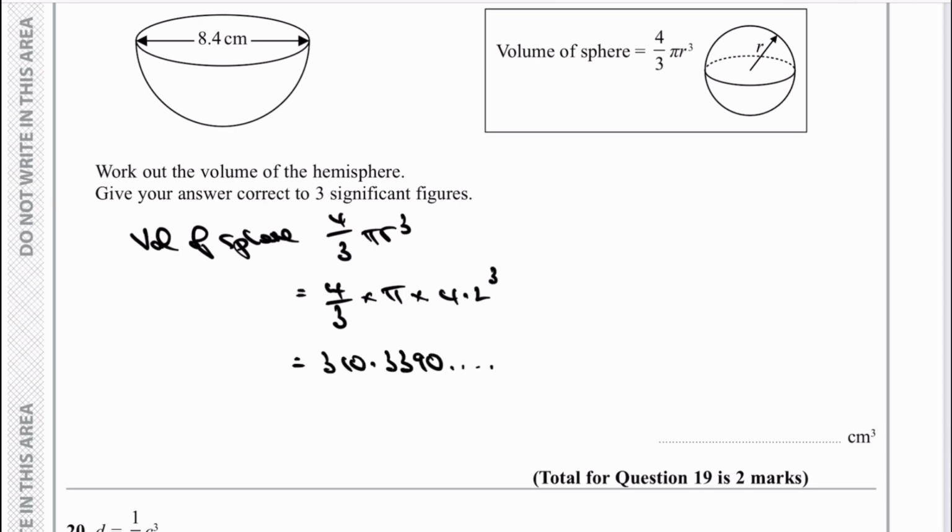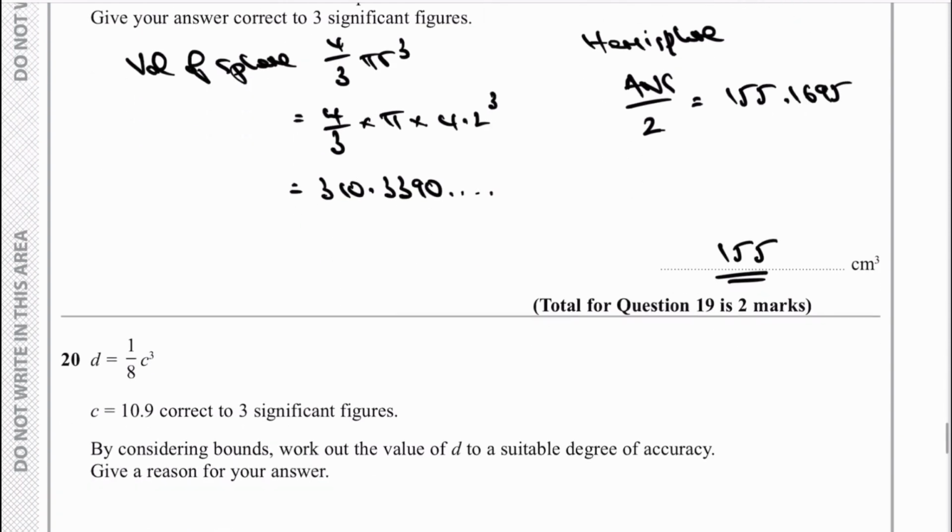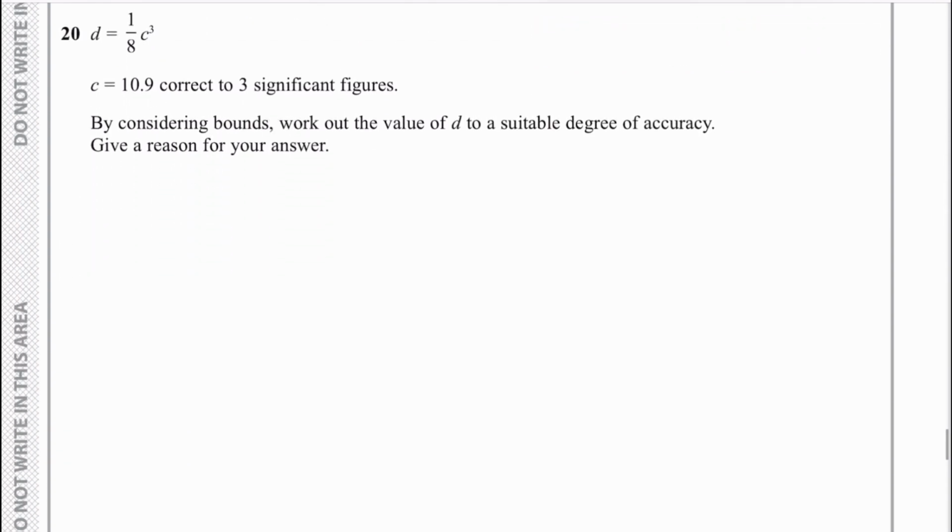310.3390. Okay, now don't forget it's only half a sphere that we're looking for, so therefore it's a hemisphere, and just using my calculator I would write answer over 2, and that's going to give us 155.1695. Therefore, to three significant figures, it's going to be 155 centimeters cubed, which would be the answer to that particular question. Okay, let's move on then to question D, which is a question relating to bounds.